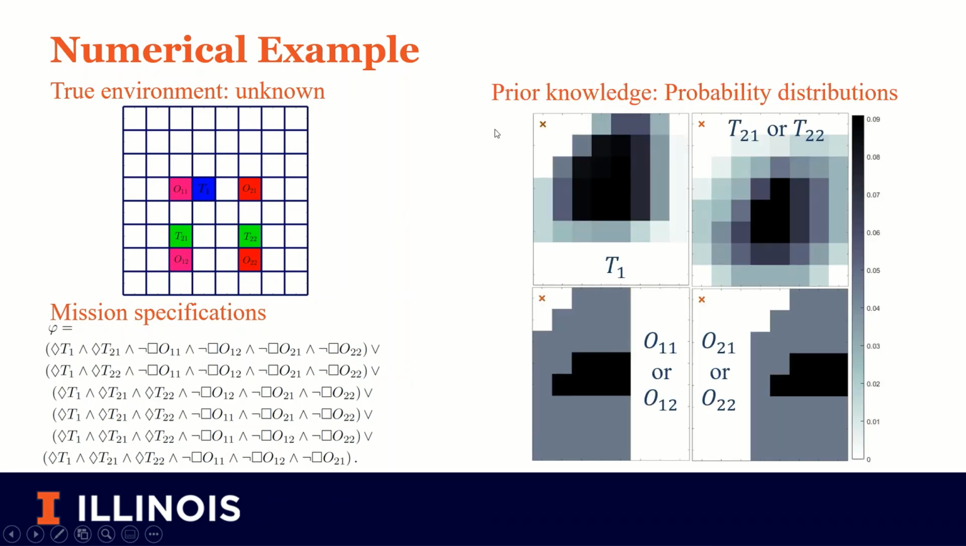And you also have some prior knowledge. So the prior knowledge which we used in this example is these four obstacles always lie on the four corners of a 4x4 grid, and the three targets always lie inside the square or along the sides of the square. The pairwise distance between these targets is always at least 2 units. And from this prior knowledge, we compute these probability distributions, which give you the probability that each of our targets and obstacles lie in any of these cells.